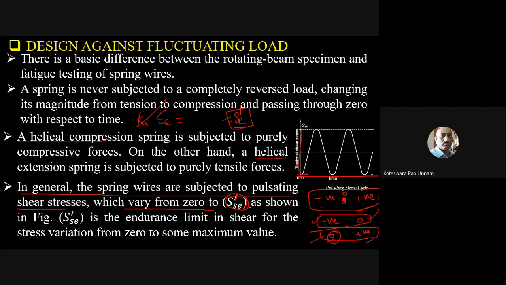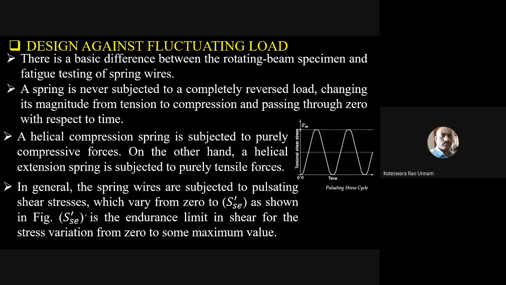Similarly, here also you need to apply some correction factors based on the given environment. That's why you are getting SSE dash, which is nothing but the maximum allowable shear stress in the spring when it is subjected to a fluctuating load. Therefore, this SSE dash is called the endurance limit in shear for the stress variation from 0 to maximum value. So now the design criterion is: if the shear stress is less than this endurance limit in shear, then your design is safe. Otherwise, you need to modify your design, or your design is going to fail under the given loading condition.